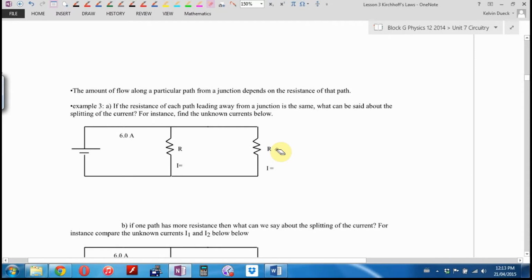Do you know how the current's going to split up for 2 identical resistors? Take a guess. What would make sense? More specific in this example, how many amps and how many amps? 3 and 3.